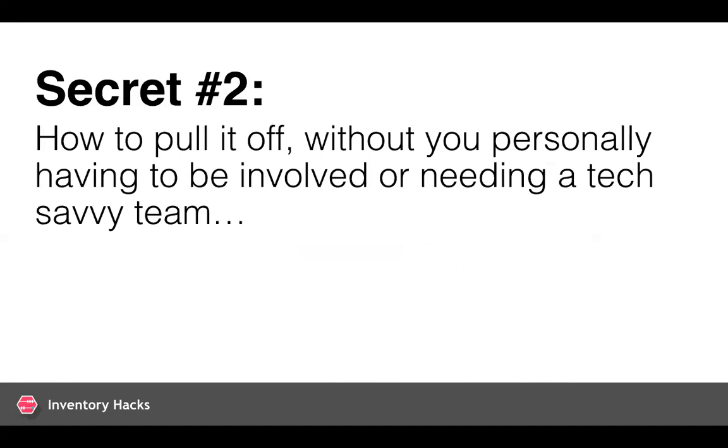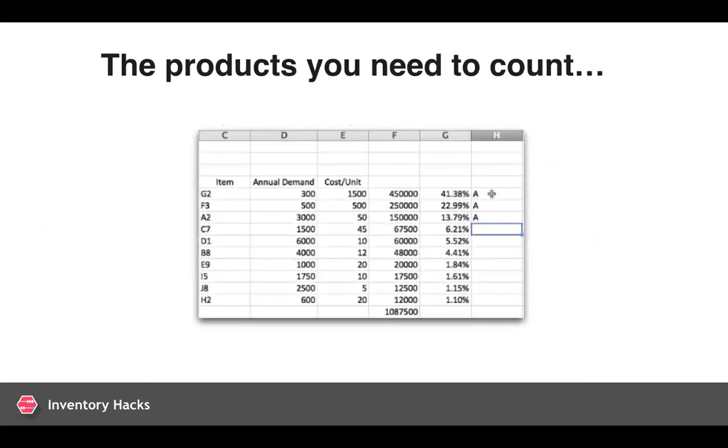Now, you've gone through this whole process. You found which products are your 20%. You know you have to count those products weekly and you're counting them weekly. Now I'm going to show you how to pull off the counts without you personally having to be involved or needing a tech-savvy team. You guys excited? This is huge. At this point you know the products you are counting each week. You have a few products that you count each week because they result in 80% of your business. If you followed secret number one, you have this list.